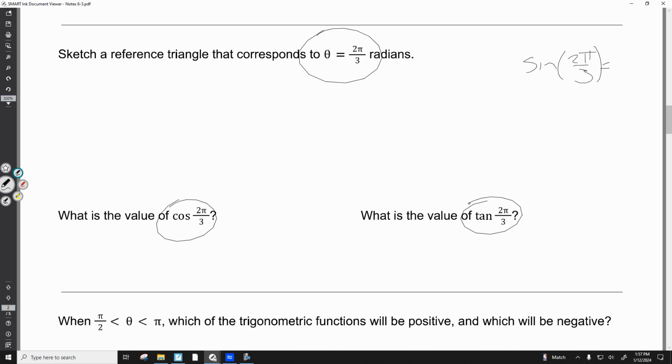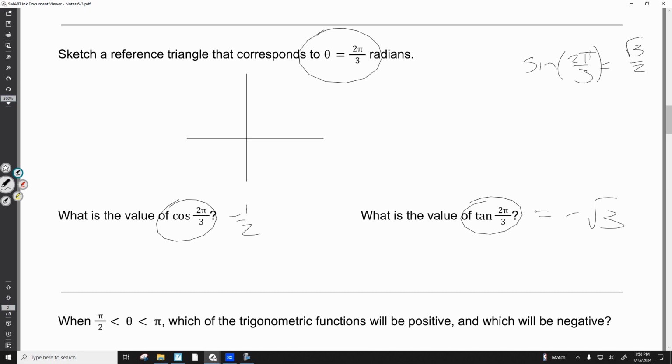Since we're going left. Cool. So the answer. Well, I mean, you can, but not in this situation. The sine is positive root 3 over 2. The cosine is negative 1/2. The tangent is negative root 3.